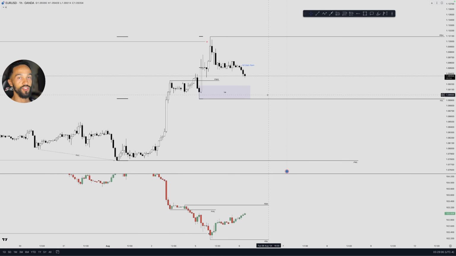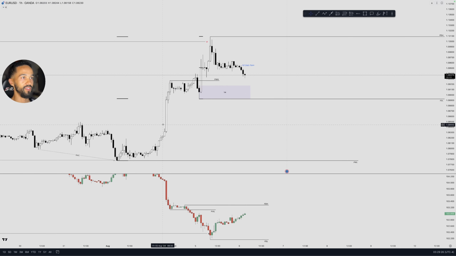So my intention is still to look for possible longs from this area here, but you're definitely waiting for lower time frame structure shifts on the M15, possibly the M5 if it looks good enough. When we are trending bullish, these sort of things can happen. This can be mitigated. We can go on to make higher highs.